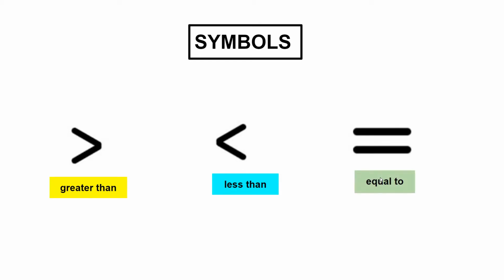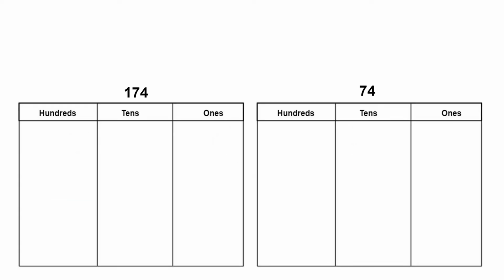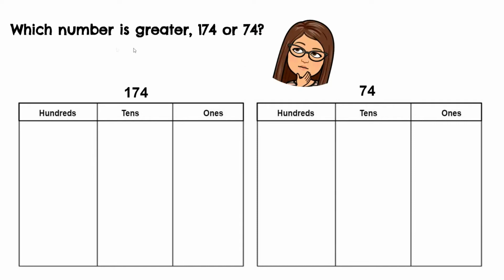We use this symbol when two numbers are equal or equivalent. That means they have the same value. Now, let's start by representing the numbers 174 and 74. And after that, we're going to compare which number is greater, 174 or 74.